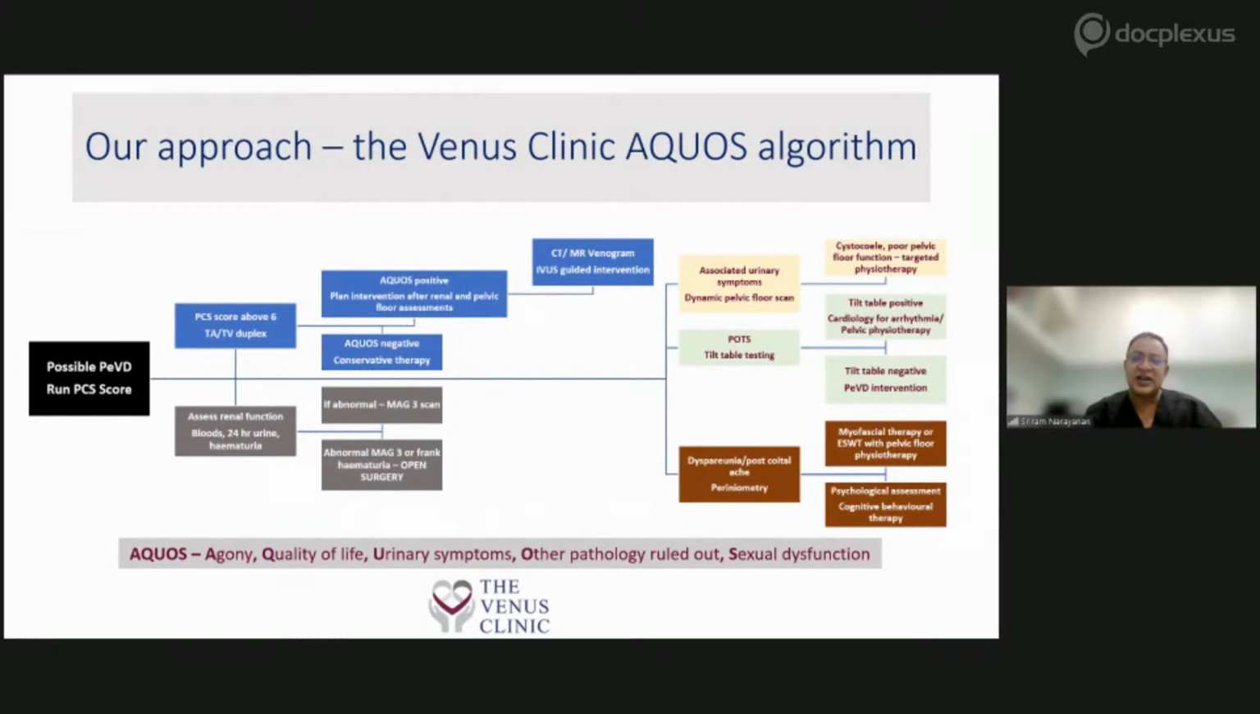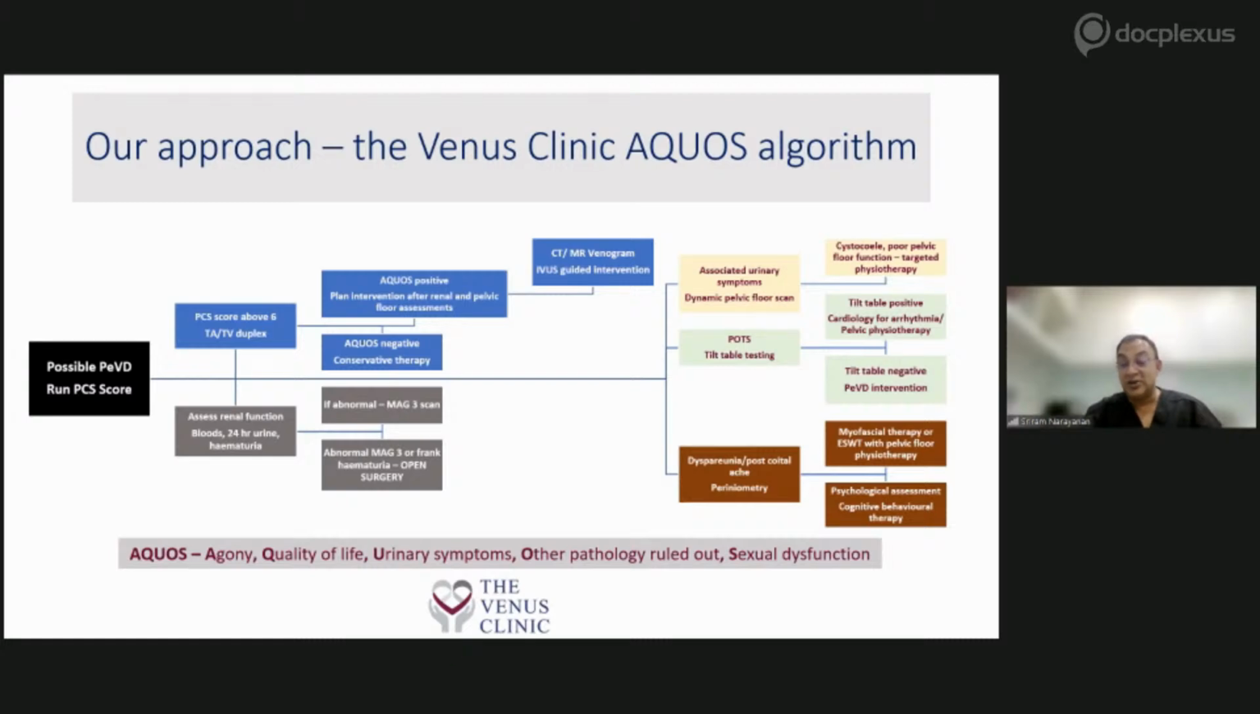AQUAS stands for agony, which tells you where is the primary index symptom, where is the agony coming from, which zone. Q stands for quality of life. In those who have chronic pelvic pain, there is a chronic pelvic pain impact questionnaire that we would use. But does it really affect their quality of life? Does it stop them from going to work? Does it stop them from attending school functions? Does it stop them from doing things at home? Is it a significant impact?